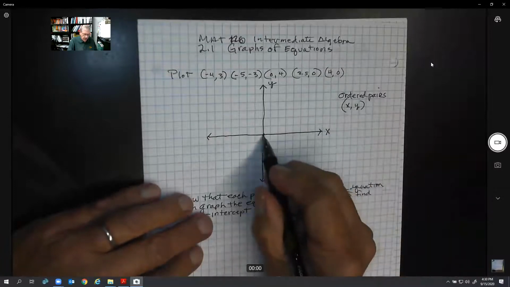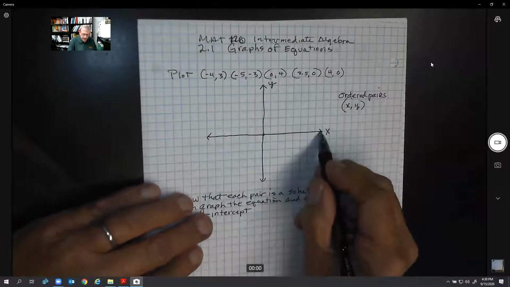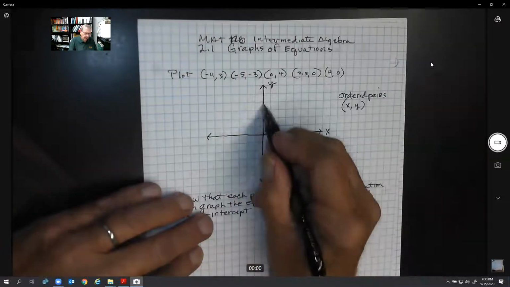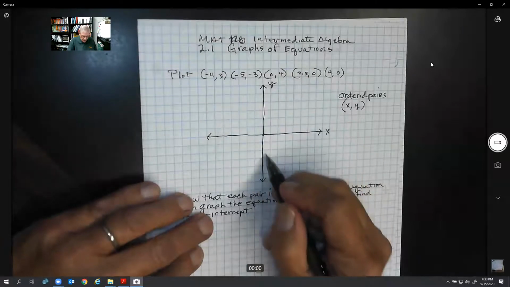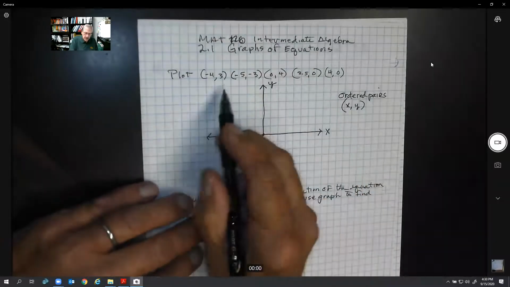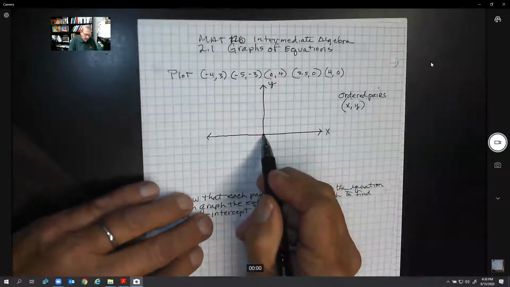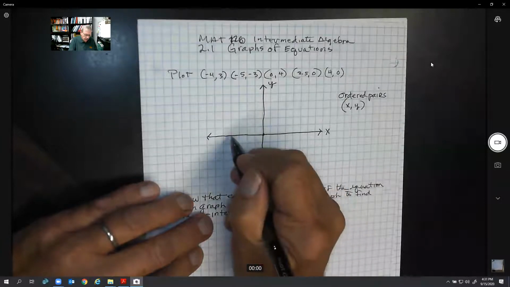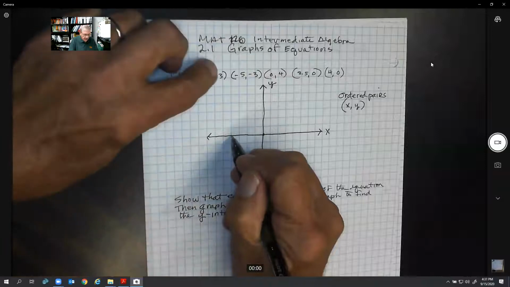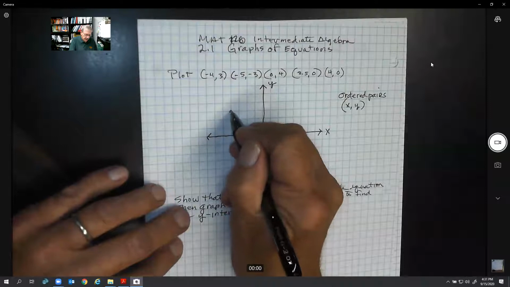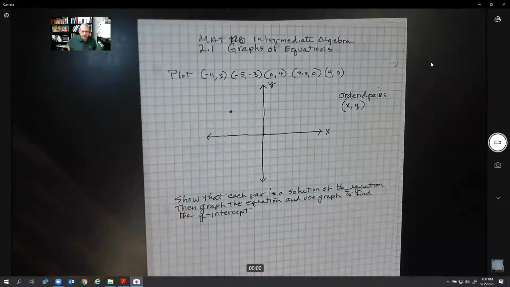So he figured if you're going this way, you have a positive x, and if you're going this way, you have a negative x. If you're going up, you got a positive y. If you're going down, you have a negative y. So we're going to try plotting these points, negative 4, 3. That's saying I'm going to go from the origin negative 4, 1, 2, 3, 4, but I'm not going to stop there. And then I'm going to go a positive 3 up, 1, 2, 3. And I'm going to plot that point right there, negative 4, 3.